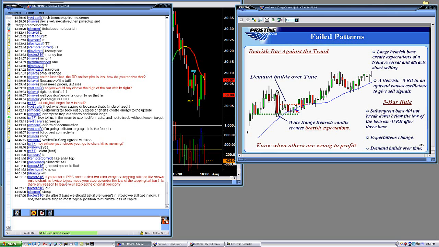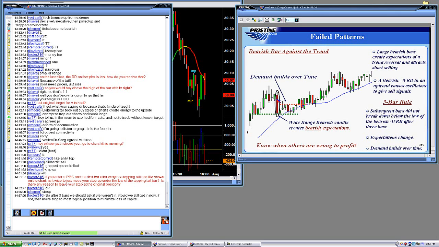I see that here, and it's inching up. The trend is up. So we say demand is building over time. Demand is continuing to build over time. We're looking for prices to continue to move higher. And note here about wide range bars and uptrends.